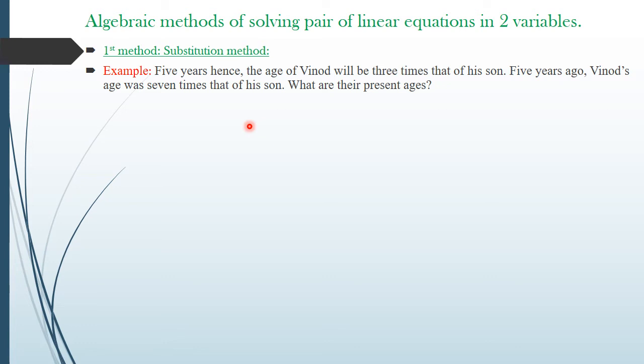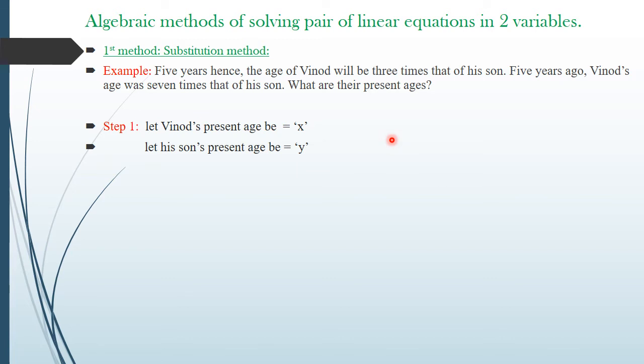In the very first step we will understand what are the variables that we have to identify in this. That is Vinod's present age and his son's present age. These are the variables that we have to identify using this problem statement. So I will assign Vinod's present age as x and his son's present age as y.